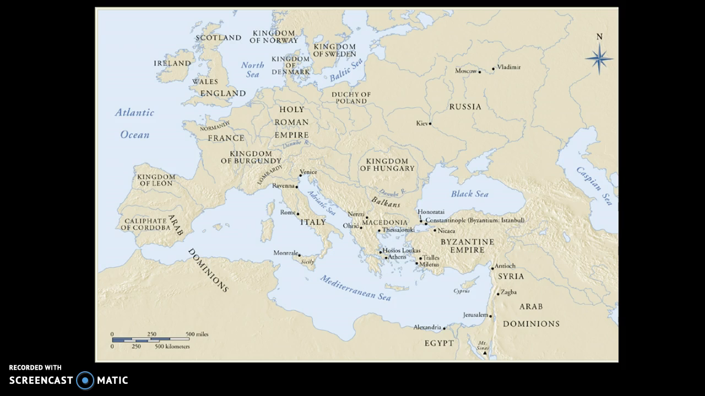So just to show you on a map, here is Rome, the capital of the empire. And then over here is Byzantium, which he actually renames Constantinople.